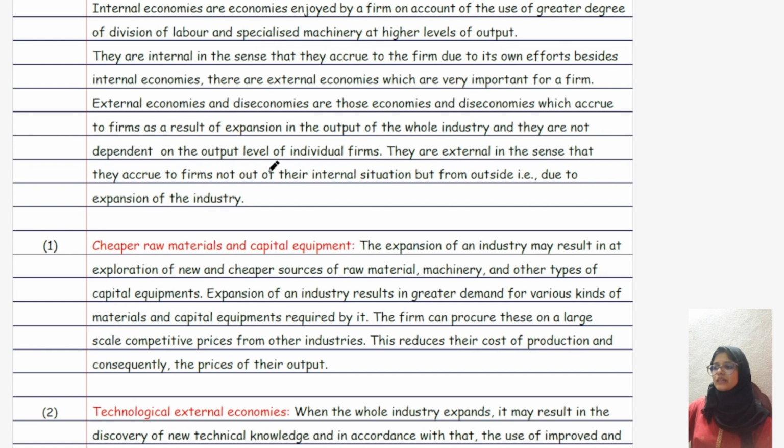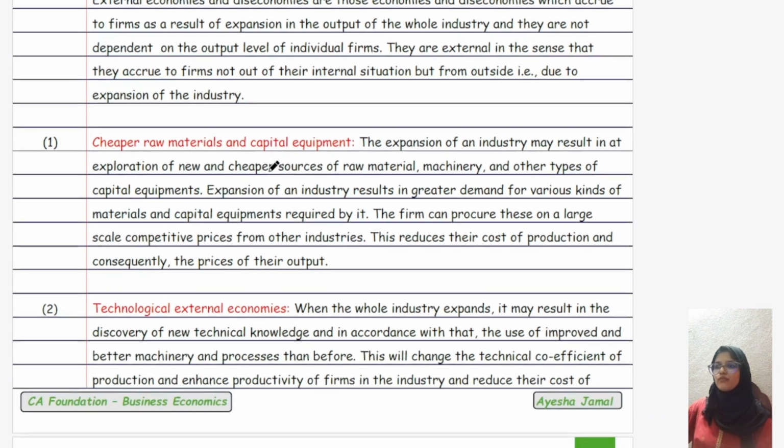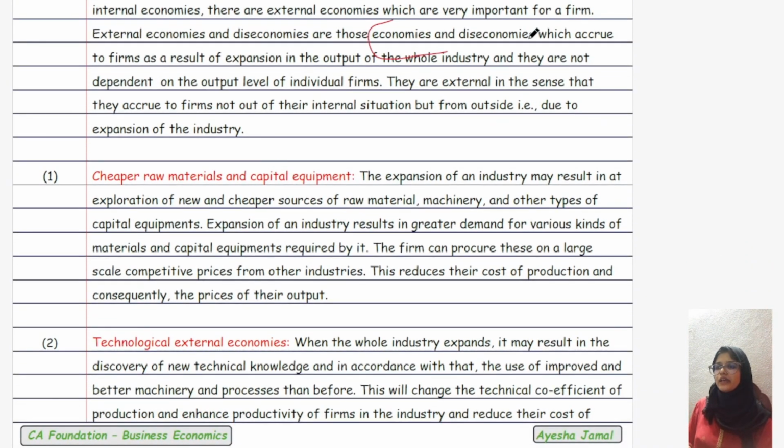And this is the last topic, which is external economics and diseconomics. Okay, what are external economics? External economies are nothing but economies which accrue to the firms as a result of expansion in the output of the whole industry, and they're not dependent on the output of individual firms.